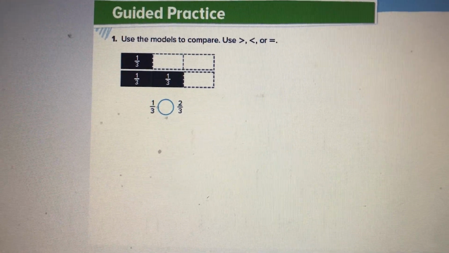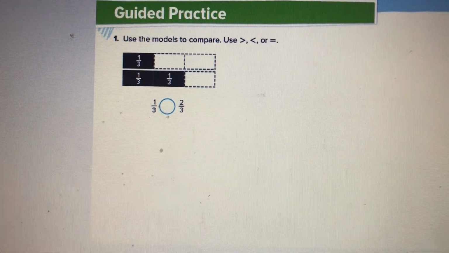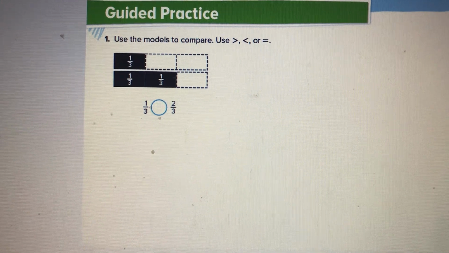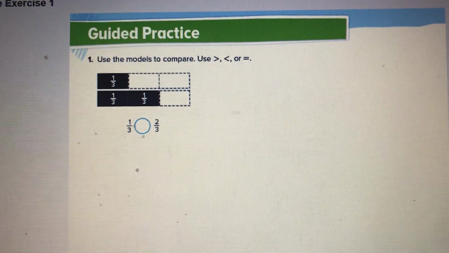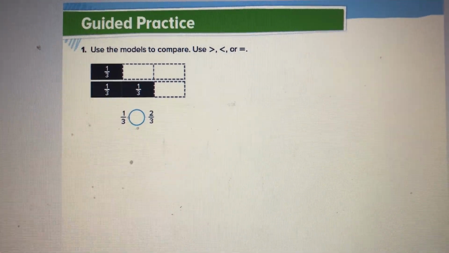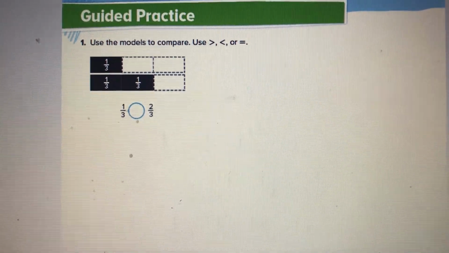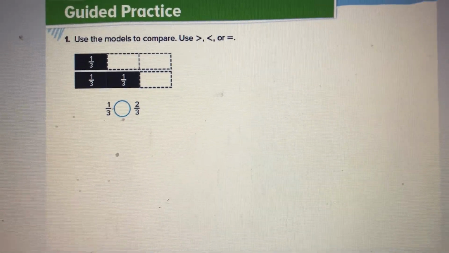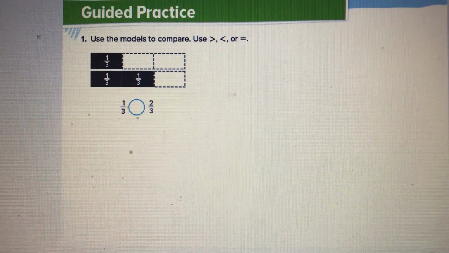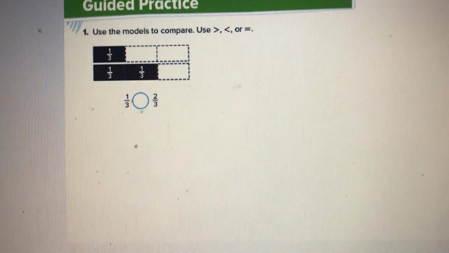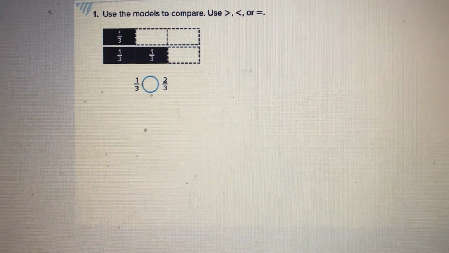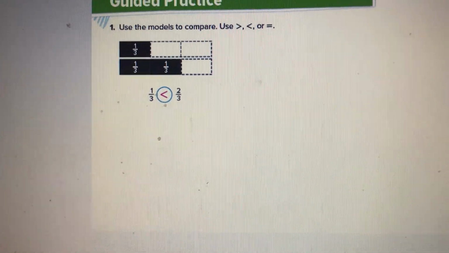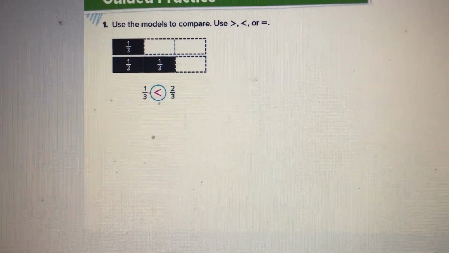Okay, use the models to compare. You can use greater than, less than, or equal to. They're going to give you models for examples in your book. You may not always have a model, so this is where your strips are going to come in handy. They lined them up for you. When you look at this, is 1/3 greater than 2/3, or is 1/3 less than 2/3? You should easily be able to see that this is bigger. So what would you do here? You would write 1/3 is less than 2/3.